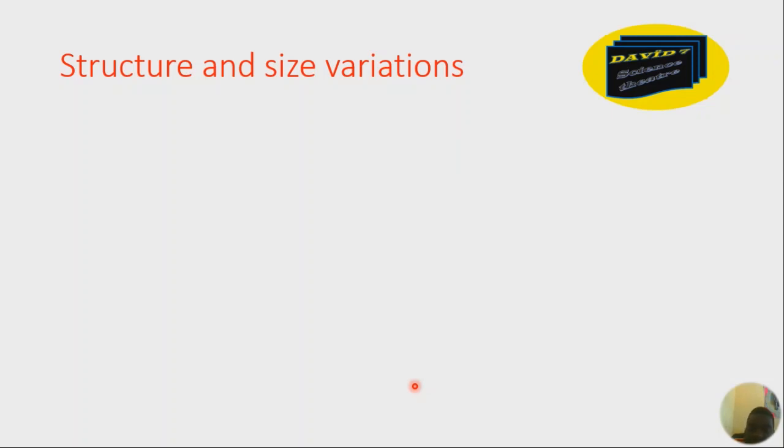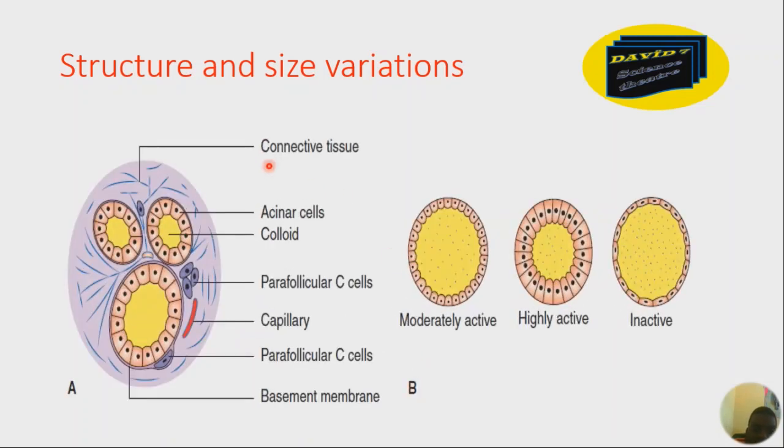Structure and size variation of the thyroid gland. I will talk about its histology briefly. You have the connective tissue, you have the acinar cells, or what you can call the follicular cells. You have the colloid in the center, which is secreted by the acinar cells. You have parafollicular cells, which are responsible for secreting calcitonin.